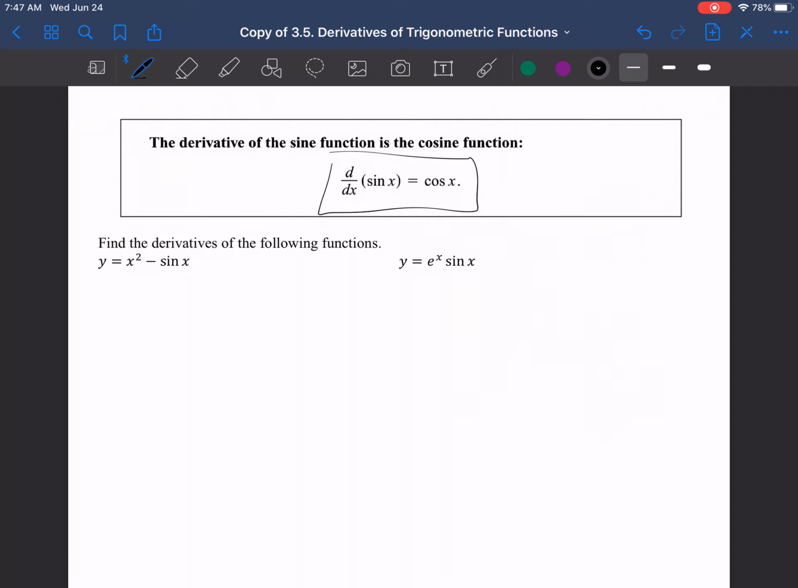So we have derivative of x squared minus sine x. So the derivative is just going to be 2x, and then derivative of sine is cosine, so minus cosine x. So that one's not hard.